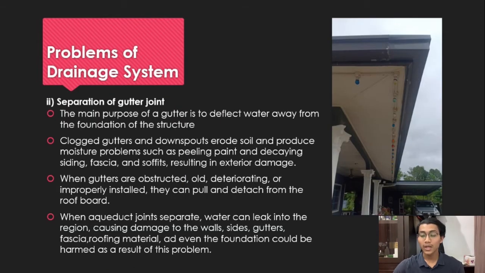While for separation of gutter joints, the main purpose of a gutter is to deflect water away from the foundation of the structure. Clogged gutters and downspouts erode soil and produce moisture problems such as peeling paint and decaying siding, fascia and soffits, resulting in exterior damage. When gutters are obstructed, deteriorating or improperly installed, they can pull and detach from the roof board. And when gutter joints separate, water can leak into the region, causing damage to the walls, sides, gutters, fascia, roofing material, and even the foundation could be harmed as a result of this problem.